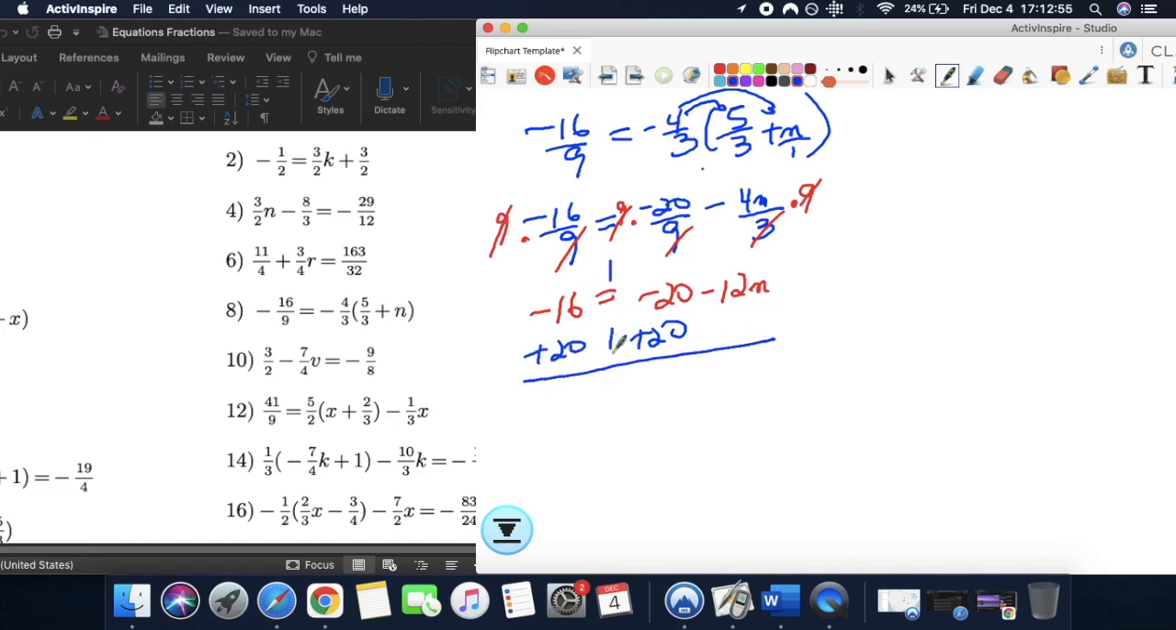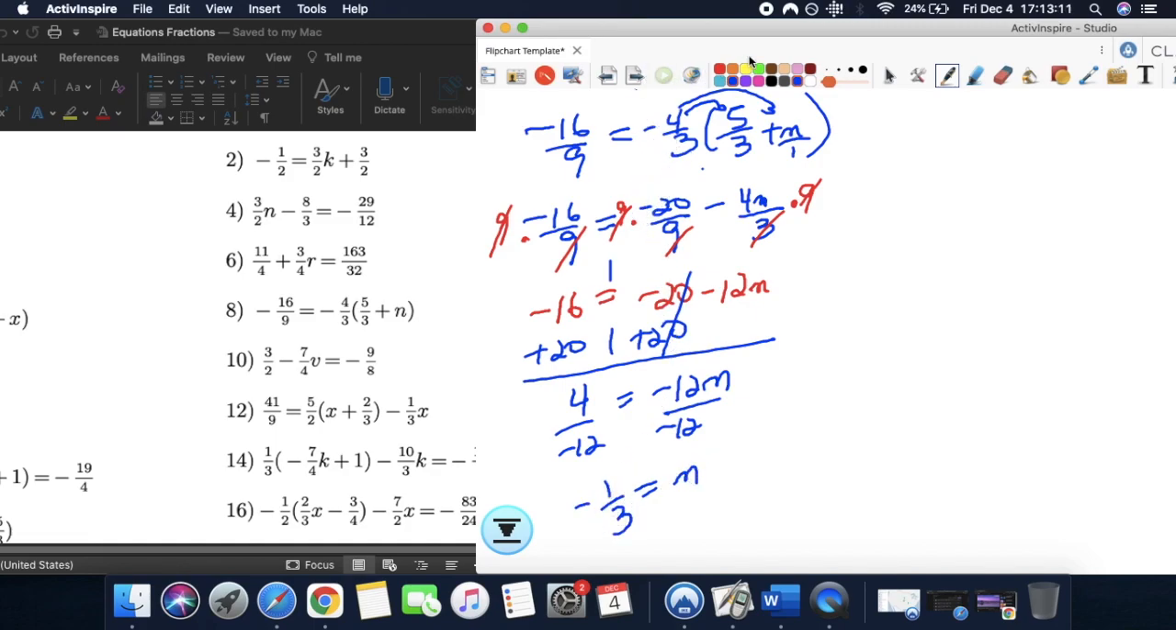Okay, so that's going to go away, negative 12, and it's going to come down. And that's going to give me negative 16 plus 20 is 4. Divide both sides by negative 12, and my final answer is going to be negative 1/3.